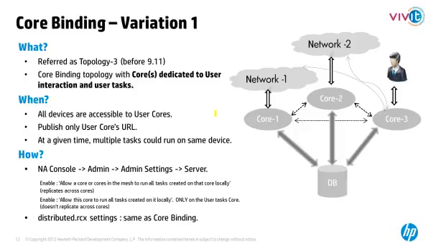The first one is core binding variation 1. This is referred to as topology 3 before 9.11. So the important thing is it's the same as the core binding topology, except that 1 or more cores is dedicated for user interaction and user tasks. So it's very important we understand both.